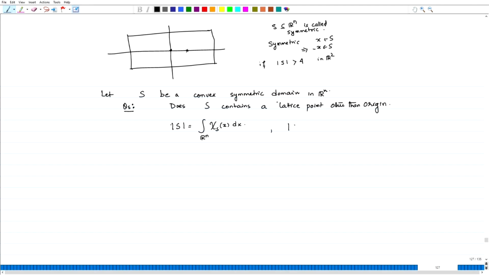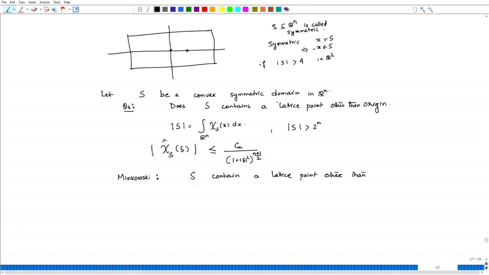Now, if we have the volume of S greater than 2 to the power n, and the indicator function's Fourier transform has this decay, then Minkowski showed that S contains a lattice point other than the origin.